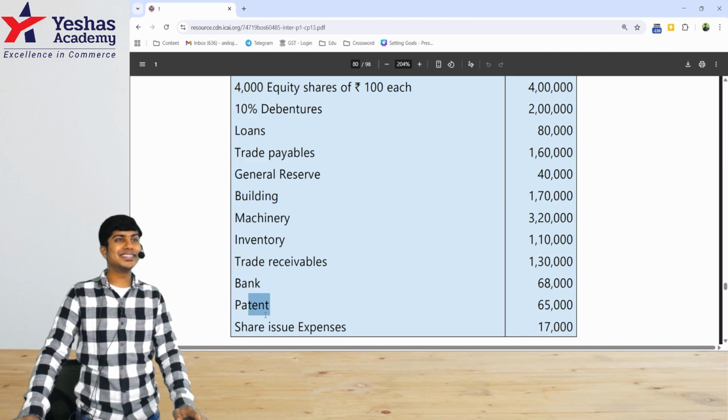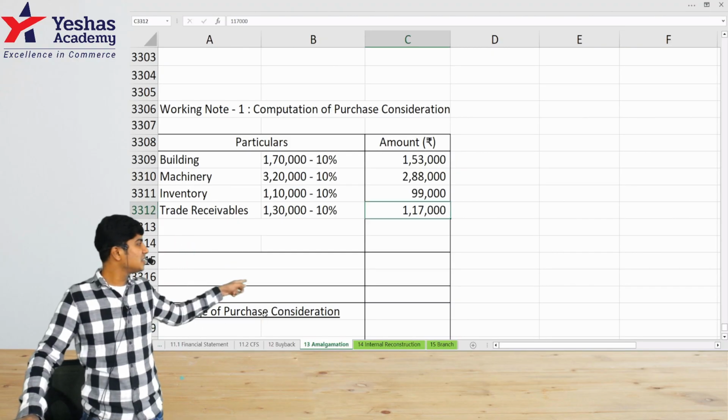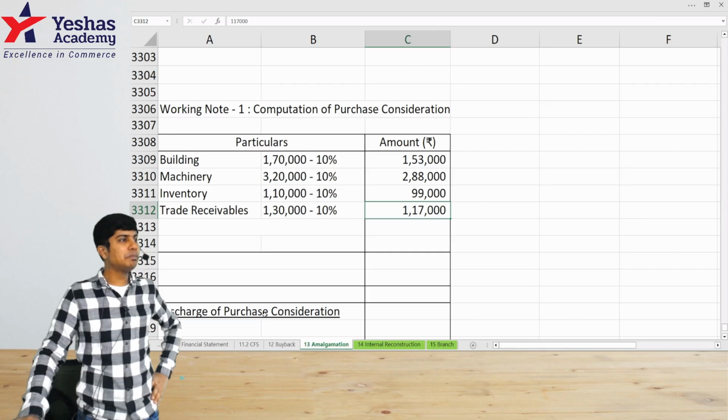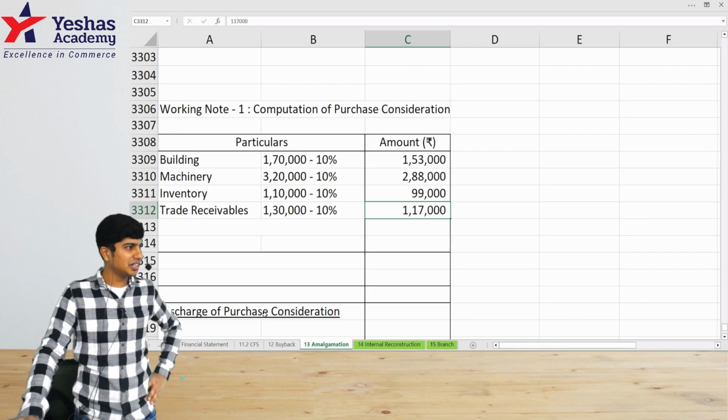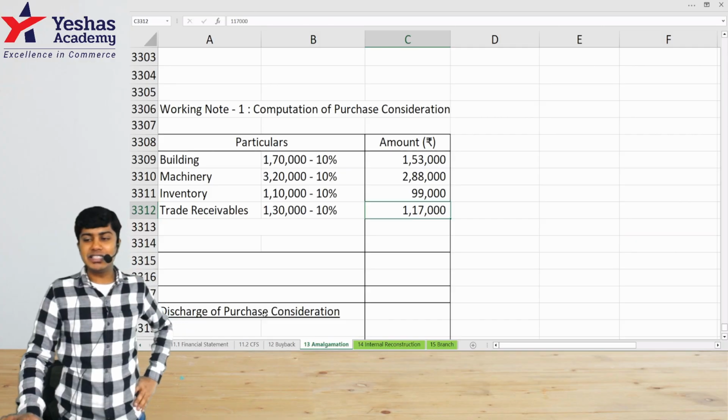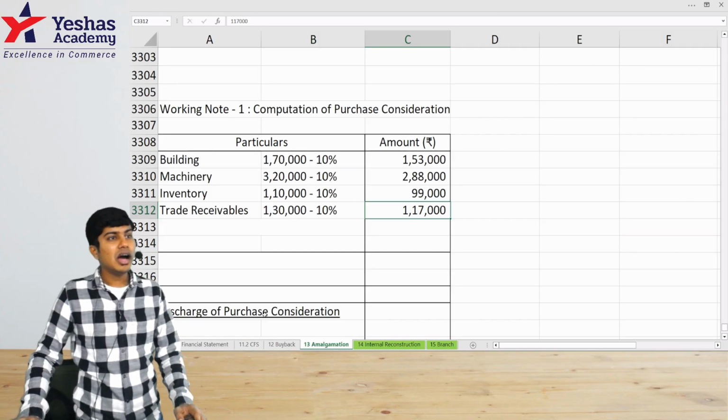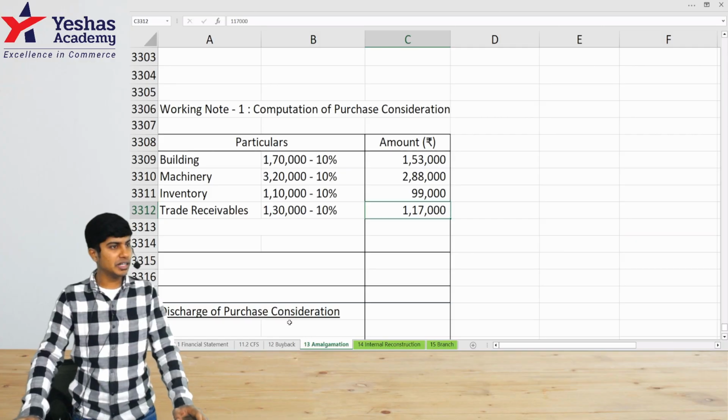So you told take all assets. That's in realization. This is PC computation. In PC, we'll take NATO into consideration. In NATO, we take only assets taken over, that too at agreed value. I hope you understood this.